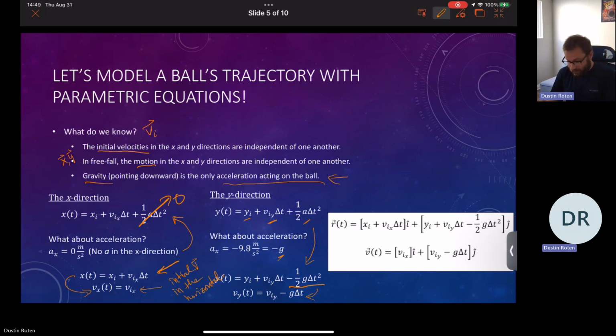Now all we have to do is plug this stuff into our nice parametric equation for the i hat or x direction and the j hat, which would be the y direction. So this is our x direction. This is our y direction. Same thing with the velocity when we take these derivatives. Here's that constant velocity in the x direction, the i hat direction. And here is our expression for the vertical velocity and how it changes over time.